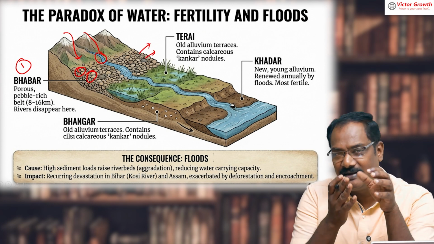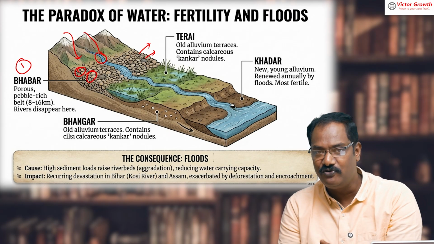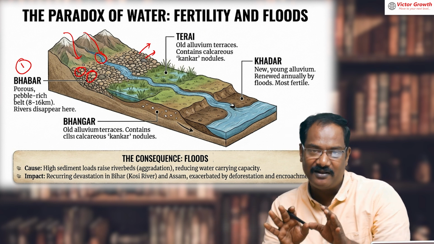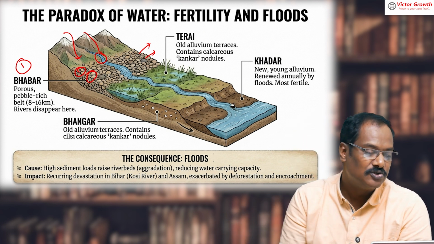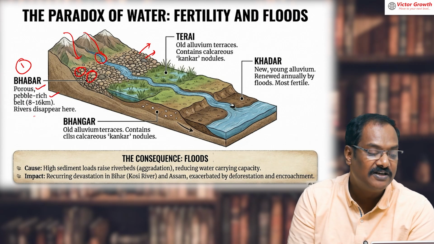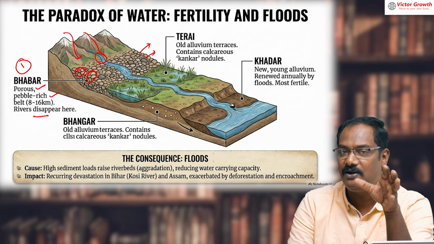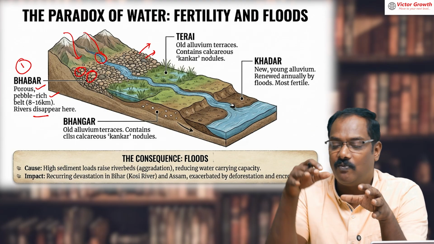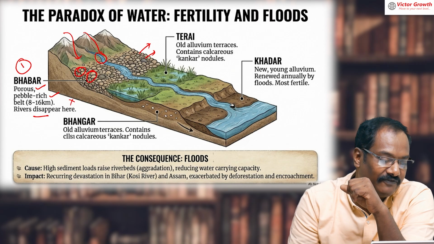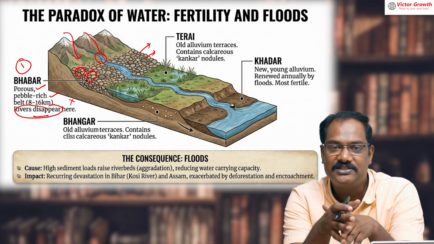They cannot move further because from the mountain, with gravity, they are bringing it to the foothills. But after that, they cannot move it further because there is no gravity, and they don't have much force either. So Bhabar is a region which is porous, pebble rich, and rivers disappear. Here a lot of pebbles and a lot of rocks are there. The water will go inside that, thereby no surface water. Please copy this down: there is no surface water. The river disappears in the Bhabar region. The Bhabar region is found immediately in the foothills of the Himalaya.